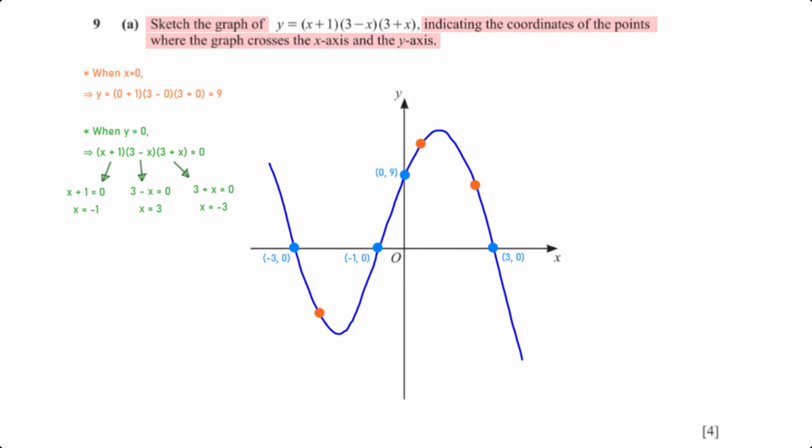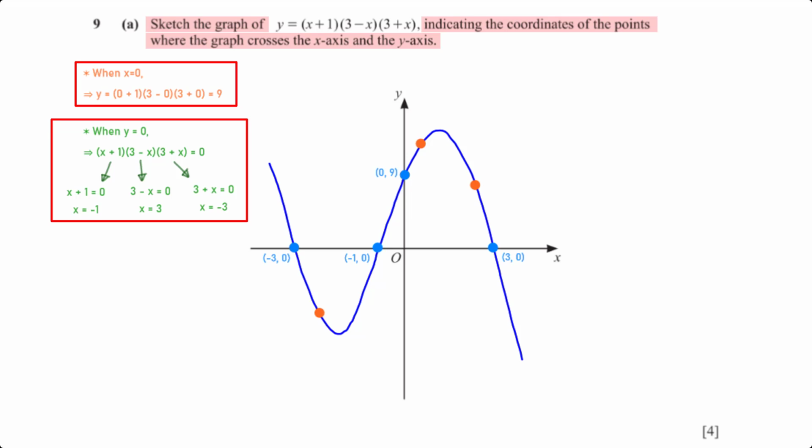Sketch the graph of y equals (x plus 1) times (3 minus x) times (3 plus x), indicating the coordinates of the points where the graph crosses the x-axis and the y-axis. At the point where the graph crosses the y-axis, the x value is 0. So when we plug in x equals 0 into the equation of the graph, we have y equals (0 plus 1) times (3 minus 0) times (3 plus 0), which is equal to 9.